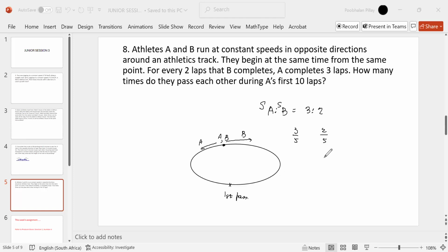Right? Why am I saying that? I'm going to say that this part here is 3/5. He would have traveled 3/5 of this lap, while this fellow would have traveled 2/5 of that lap. This distance here is longer, 3/5, and this is 2/5. Okay, he's traveling slowly, right? So they meet here. This is the first meeting point.